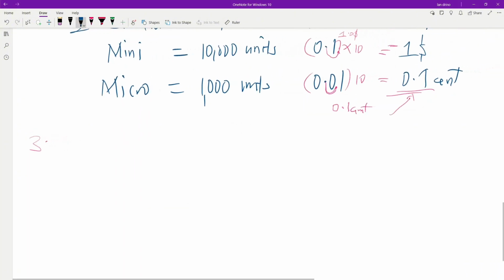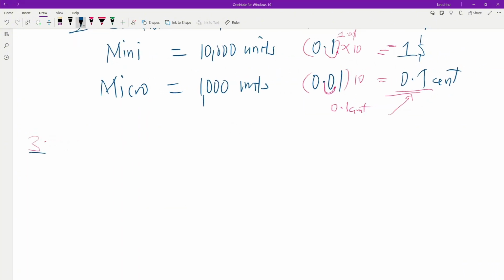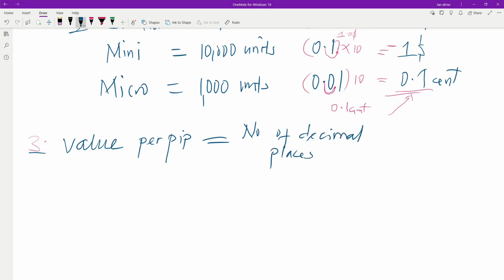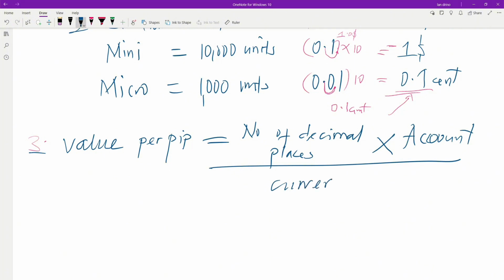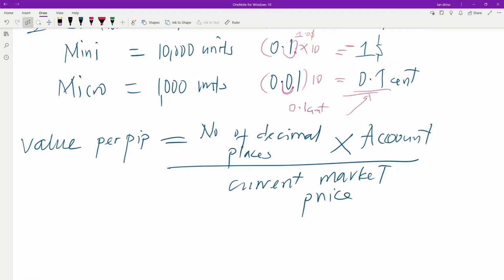Now let us look at the third method, which is actually a universal method for all the major currencies, okay, that do not include the Japanese yen. The value per pip is always calculated as the number of decimal places times your account size divided by your current market price or exchange rate. Okay, this is how the value of a pip is calculated universally.